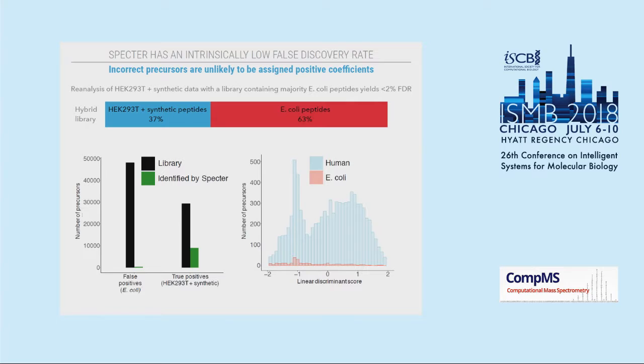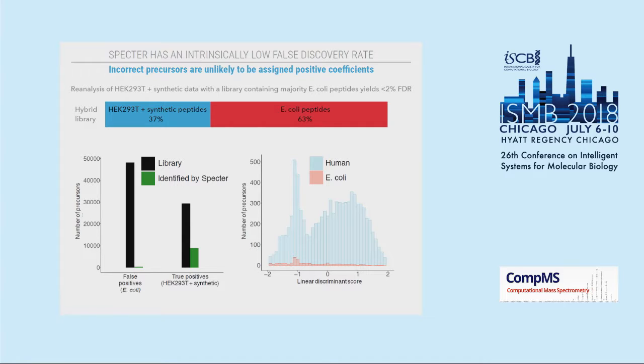So the first is that this approach, this linear deconvolution approach, comes with an intrinsically low false discovery rate. You're very unlikely to say that something is in the sample if it is not actually there. And that's because the linear algebra framework is very unlikely to assign positive coefficients to precursors that are not well represented in the data. That tends to increase the error rather than decrease it.